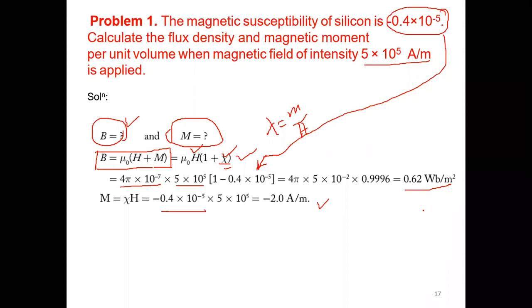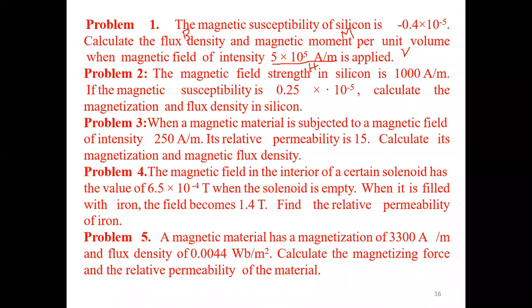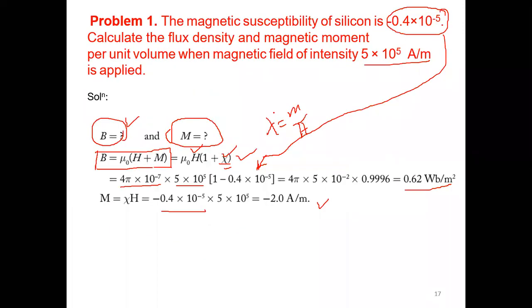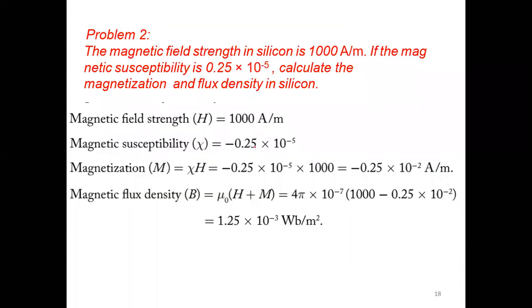Okay, and the next problem, problem number 2. The magnetic field strength H is given, this one. And the magnetic susceptibility is, now you have positive susceptibility, this. Calculate the magnetic flux density in silicon. It's the same as before. Magnetic susceptibility is negative basically. So for silicon, the magnetic susceptibility is negative.